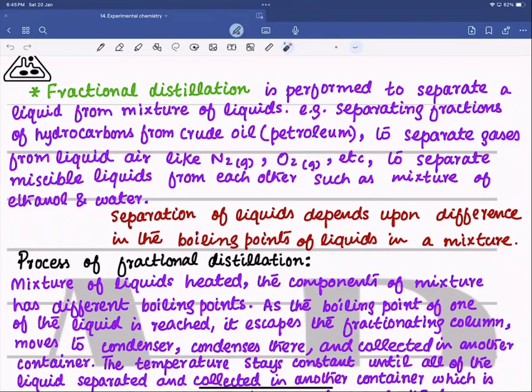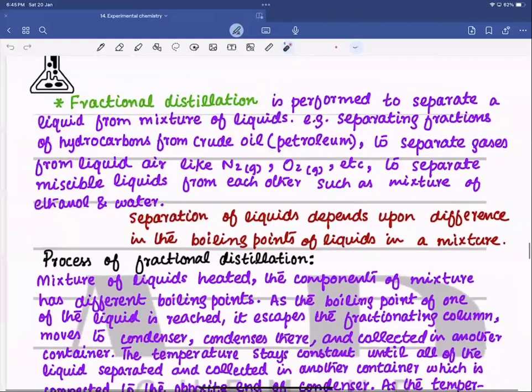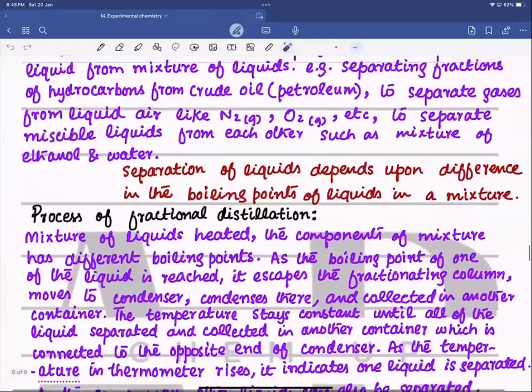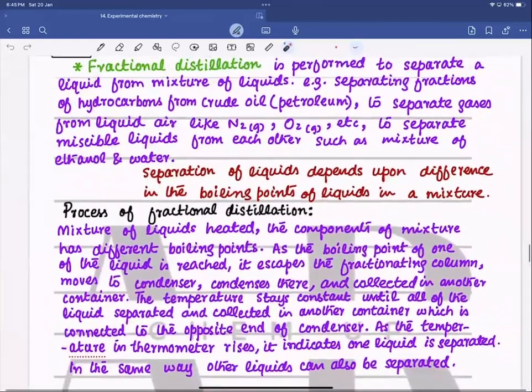Okay. So this is the process of fractional distillation. Here we have discussed the purpose of why we are doing fractional distillation. These notes are shared with you guys. You are aware in the group, right? Okay. Complete this quickly.